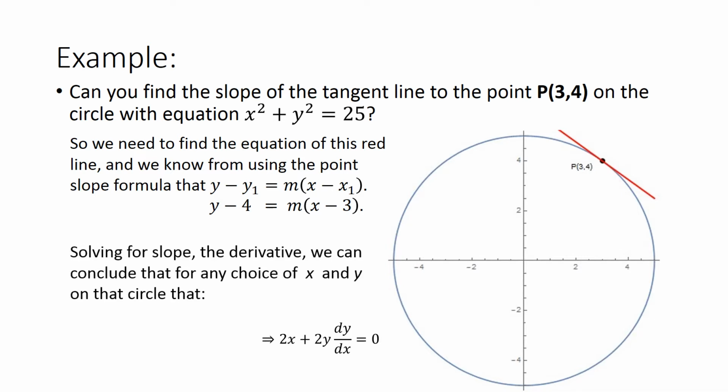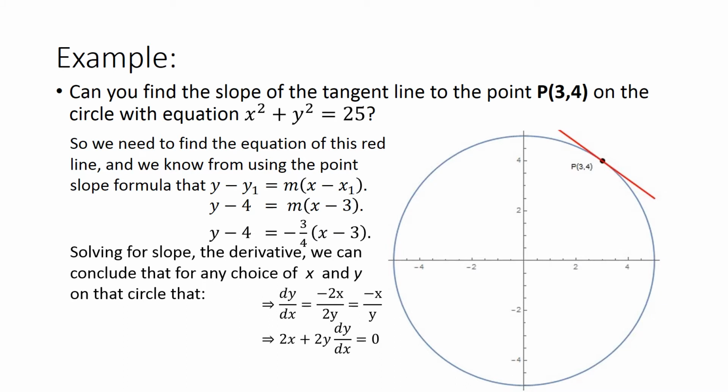Solving for the slope. By taking the derivative, we can conclude that for any choice of x and y in the circle, that dy/dx has got to be negative 2x. Subtract the negative 2x, divide by the 2y. You're going to get the resultant simplification of negative x over y. The slope to any point x, y on this implicit function is going to be the negative x coordinate over the y coordinate.